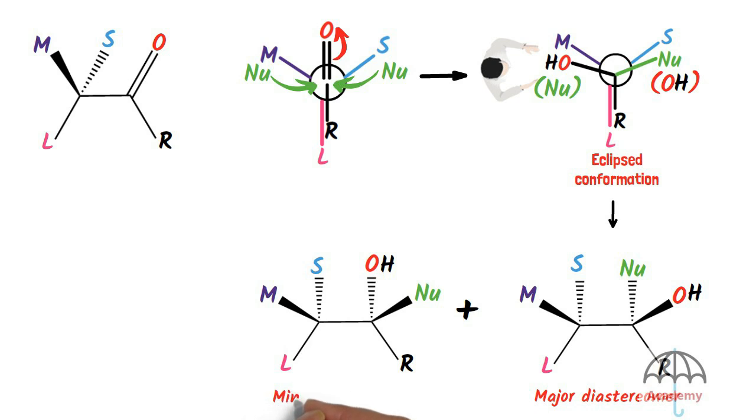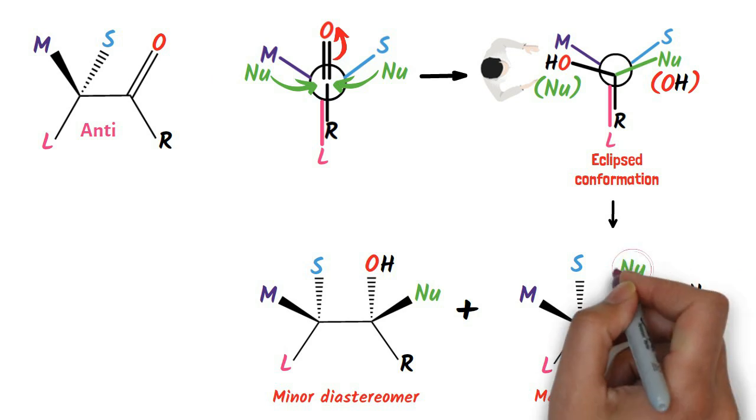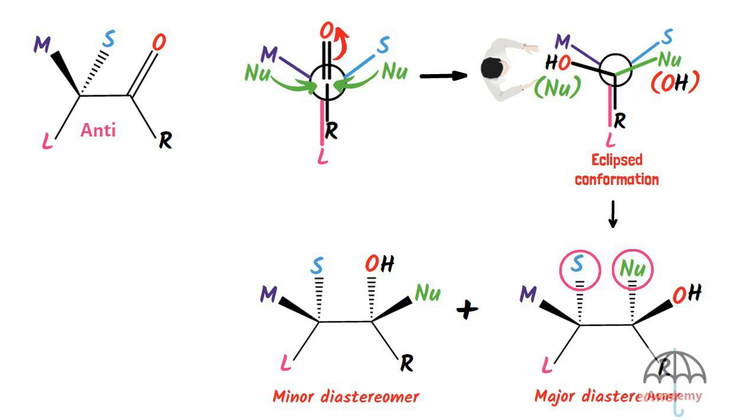This is the minor diastereomer because its transition state will be less stable, as the nucleophile approaches from the comparatively hindered side of the medium group. Now in this case, we observe that, when the large group is anti to carbonyl oxygen in the reactant, the major diastereomer has nucleophile on the side of the small group.